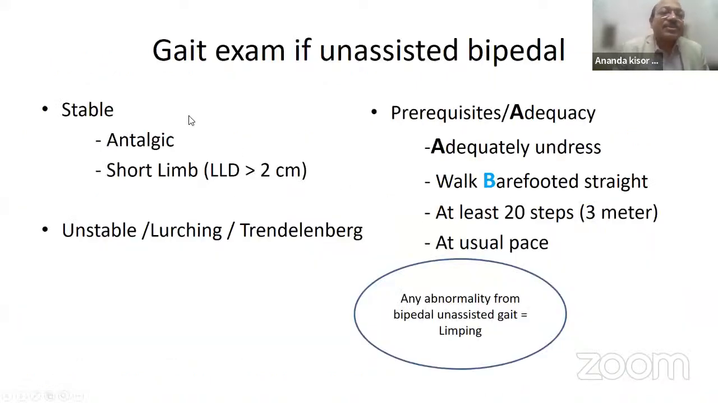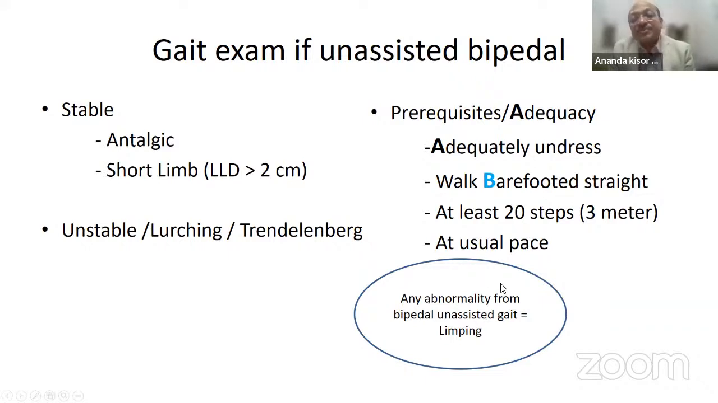Now, gait examination. How to examine the gait? There are prerequisites, A, B, C, P, A, C. The A is basically adequacy. Which adequate features are required? The patient should be adequately undressed. I'll show you how it is done. Next, the patient has to walk barefooted, straight, at least 20 steps. That is 3 meters of walking at usual pace, usual normal speed.